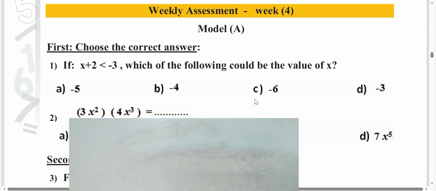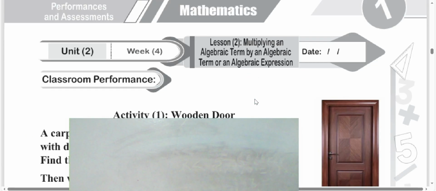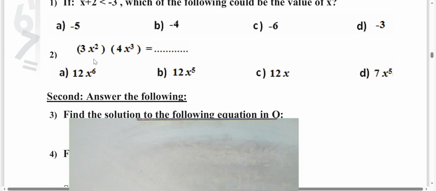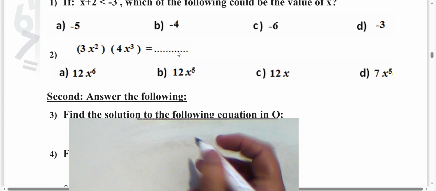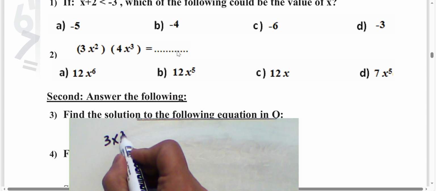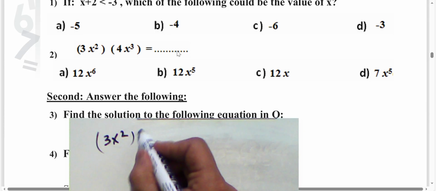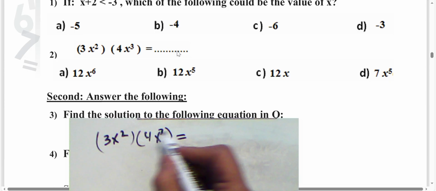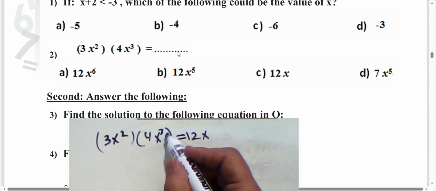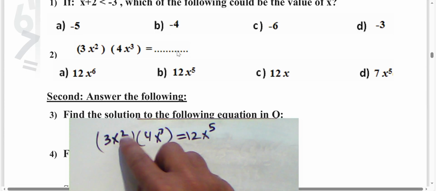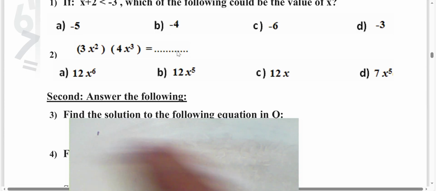Okay, next question. Number 2. Next question. 3x power 2 times 4x power 3. We have 3x power 2 in brackets product by 4x power 3. Look here, 3 times 4 is 12 and x power 2 times x power 3 is x power 5. You add the powers, 3 plus 2 is 5. Next question.